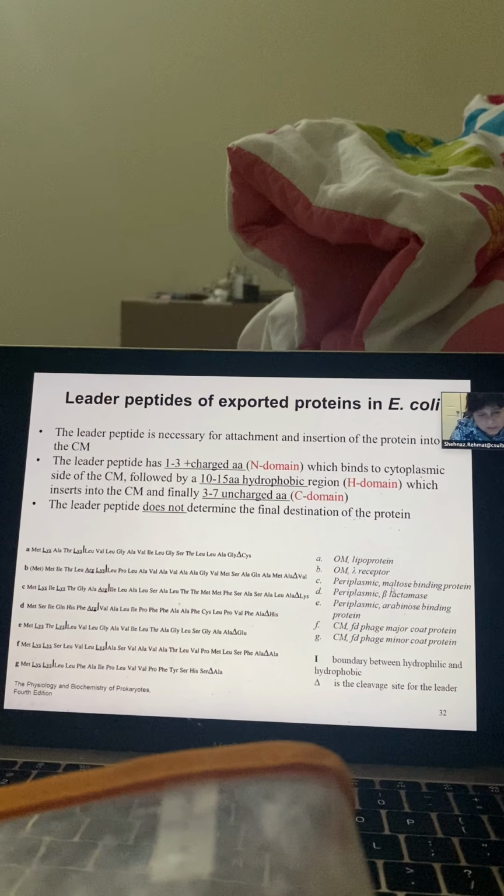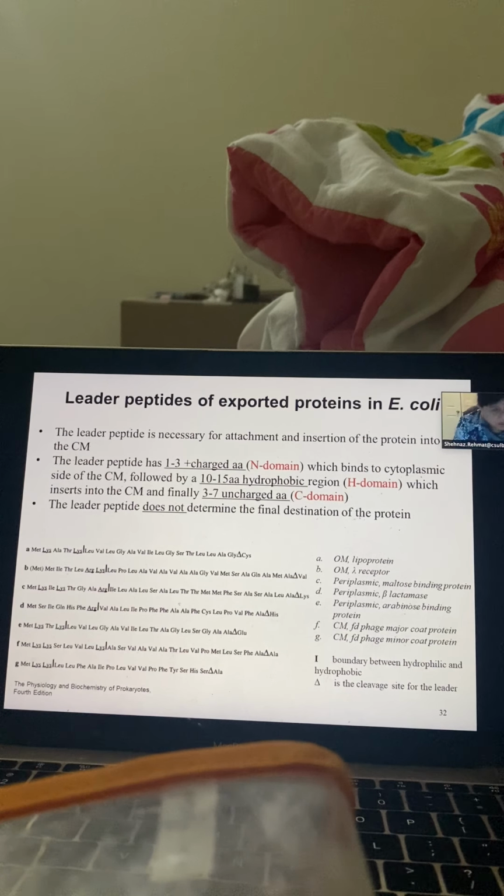The periplasmic maltose binding protein. Where will you find this protein? This will be in the periplasm, where the maltose will be bound. So this is a periplasmic protein, and we are showing you the leader of it. Arabinose binding protein, which is also found in the periplasm. Then cytoplasmic membrane protein, where this is the fd, which is also a bacteriophage. Major coat protein is in the periplasmic space, and this is in the cytoplasmic membrane, with the minor coat proteins found.